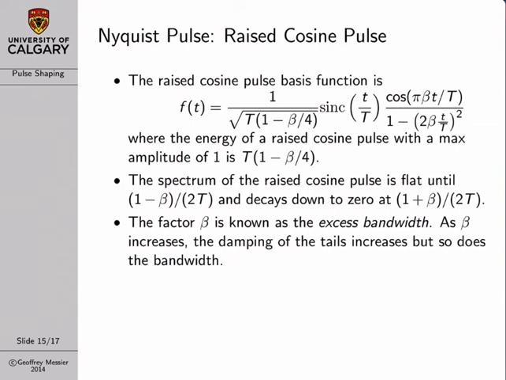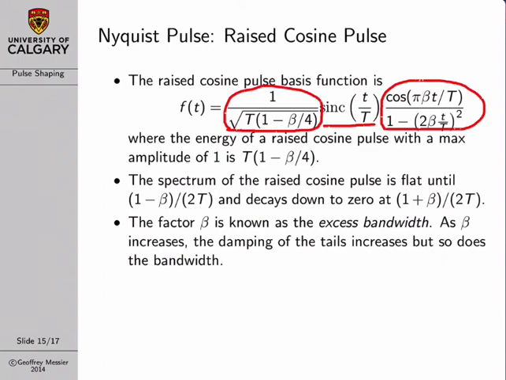Here we have, it basically consists of 3 parts. Here we have our regular old sinc function. This term is that damping window, and this term is the energy normalization function, because the energy of a raised cosine pulse is T multiplied by 1 minus beta divided by 4. And the beta factor is what's known as the excess bandwidth.